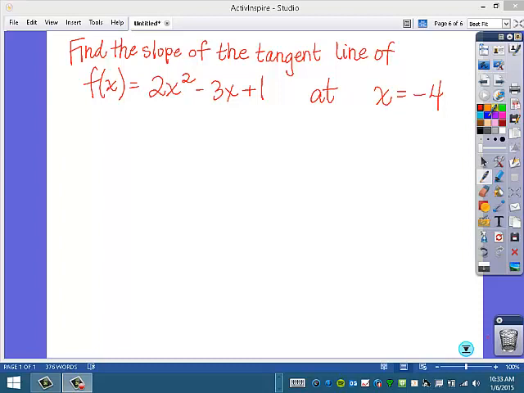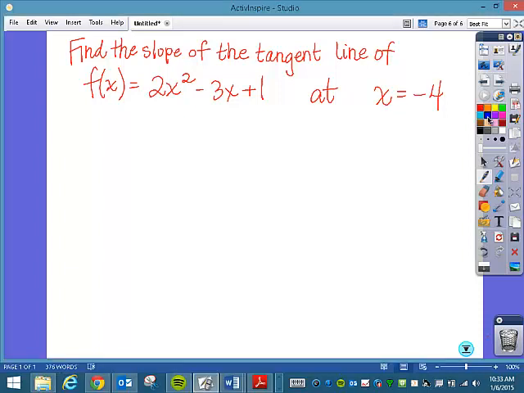Our next example is to find the slope of the tangent line of f of x equals 2x squared minus 3x plus 1, wherever x is equal to -4. So start by copying down that formula. I think it really helps to copy it down every time just to make sure you're plugging everything into the correct place. The limit as delta x approaches 0 of f of x plus delta x minus f of x over delta x.